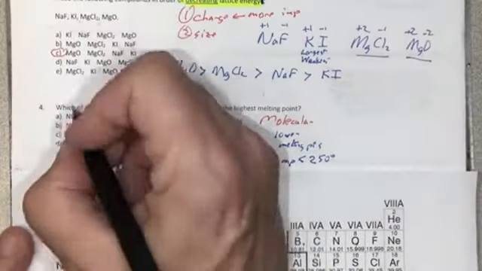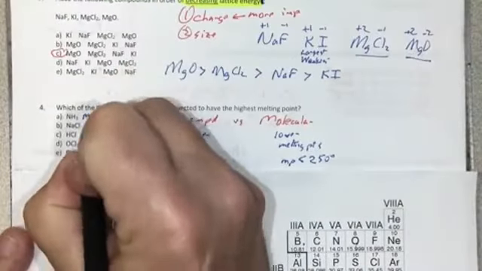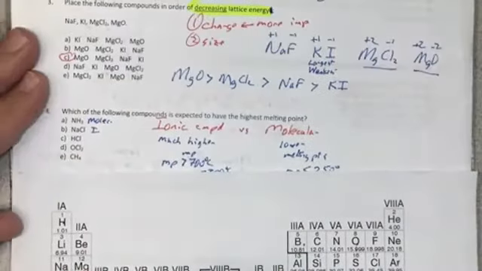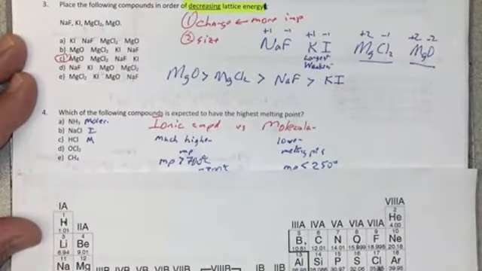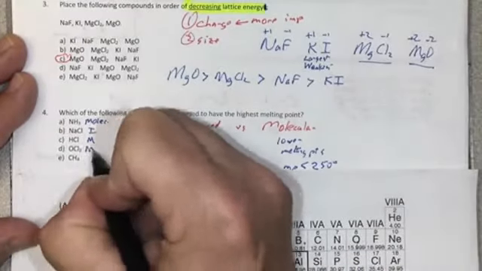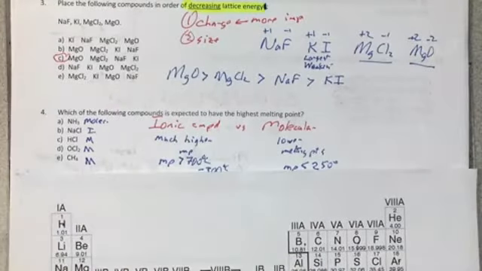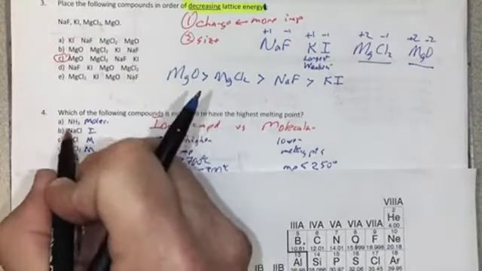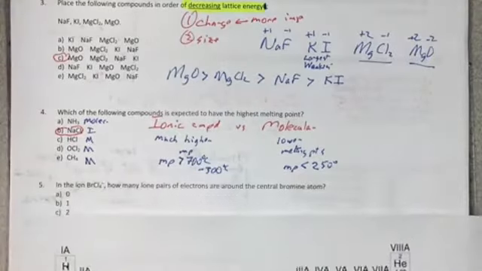Nitrogen and hydrogen are both nonmetals. This is molecular. Sodium chloride, though, is ionic. It's ionic because the sodium cation is a metal, chloride is a nonmetal. Hydrogen chloride is molecular. Hydrogen and chlorine are both nonmetals. Oxygen dichloride, those are both nonmetals. That's molecular. And methane, CH4, that's molecular. And so B has the greatest melting point because it's ionic. So the answer to question number 4 is choice B.